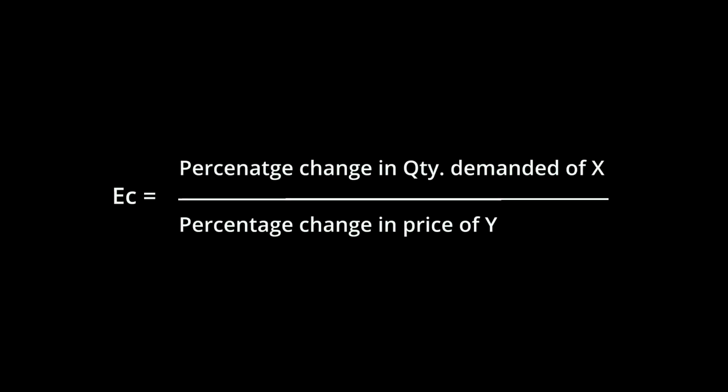The second type is called cross elasticity. It is the responsiveness of a change in the consumer's behavior to a particular quantity demanded in respect to the price of another commodity, that is, a substitute. It is shown by the mathematical formula: percentage change in quantity demanded of X upon percentage change in price of commodity Y. So with the change in the price of your substitute, how you are going to react to the original quantity demanded of a particular commodity is cross elasticity.